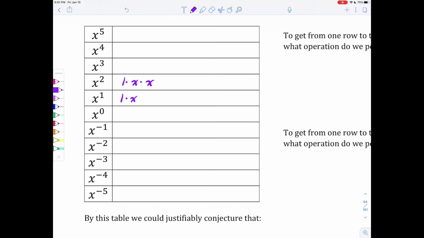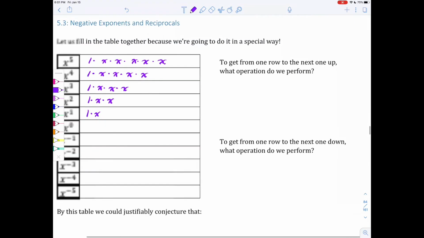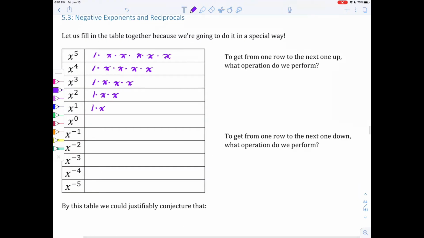Well, assuming that you've taken that moment, x cubed can be written as 1 times x times x times x. X to the 4 is 1 times x times x times x times x. And x to the 5 is 1 times x times x times x times x times x. Worth asking is, of course, this question, as we go from one row to the next row up, what operation do we perform? As we go from this row to this row, what do we do?